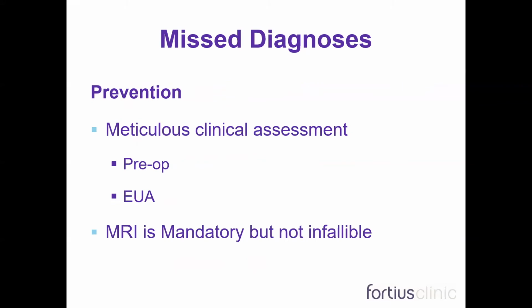To mitigate the risk of missing lesions, it's very important to have a very meticulous, standardized and methodical way of assessing your patients at index presentation in clinic and documenting your assessment every single time. EUA is also a very valuable tool. An MRI is mandatory but not infallible.